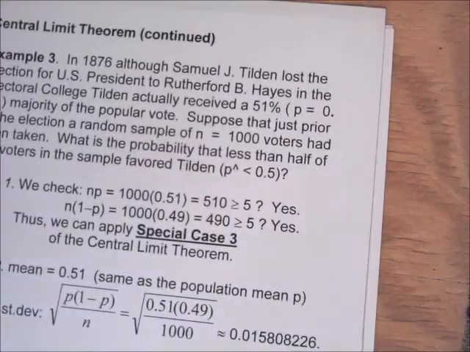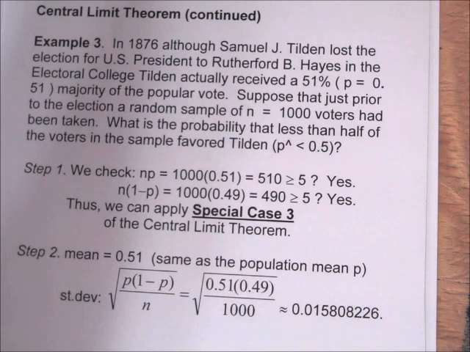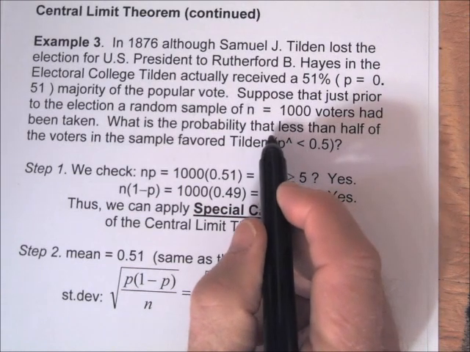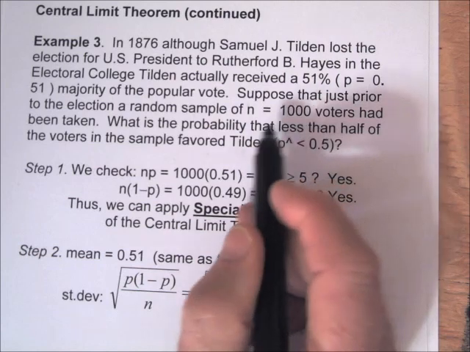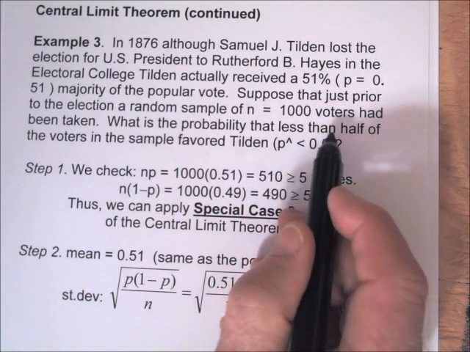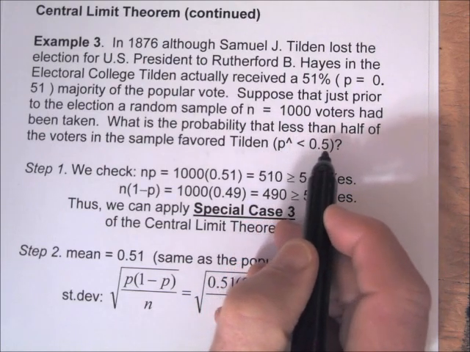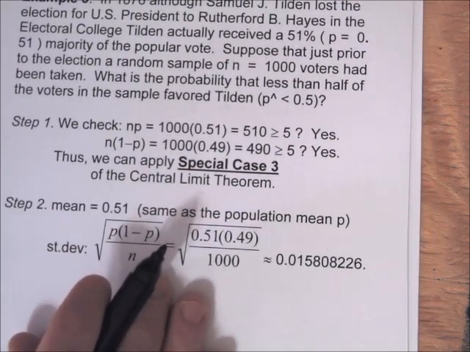Okay, example 3. This is actually the same example, except now instead of computing the probability of a particular number of voters, I want to compute the probability of a proportion. So I want the probability that p hat is less than 0.5. So this is related to the binomial, but the mean and standard deviation are going to be different.